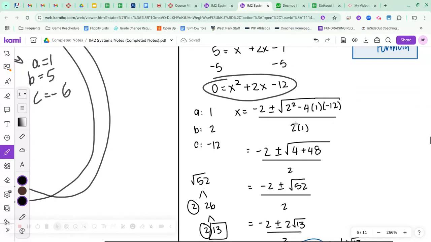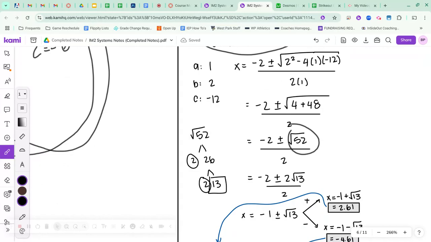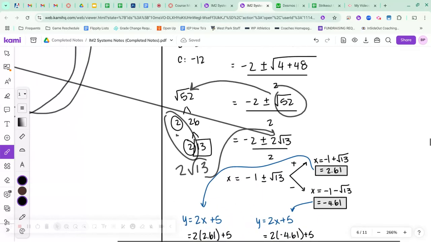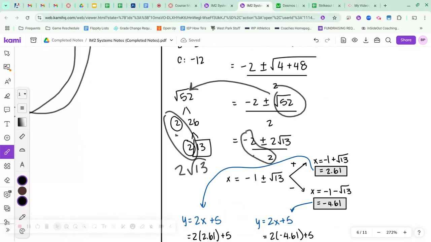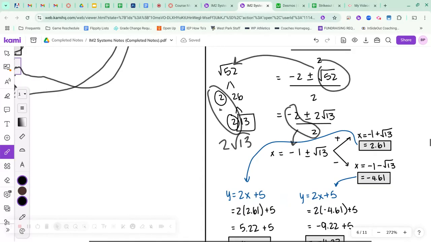you can see as you work through the quadratic formula, you're going to get to root 52, and you're going to have to simplify that to become a pair of 2's. 13 stays under since it doesn't pair with anything, and it goes back in here. You can see that root 52 is simplified. Now -2 over 2 simplifies to -1, and this 2 over 2 just cancel, and you're left with root 13. So what we have is -1 plus root 13 and -1 minus root 13.